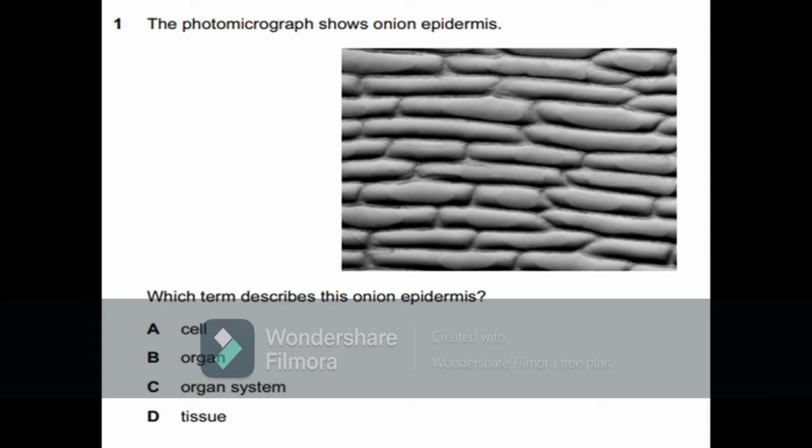Let's start. So this is MCQs number 1. The photomicrograph shows onion epidermis. This is the onion epidermis, and you know that epidermis is the first layer of plant's organ. This is epidermis, and epidermis is made up of many cells. So which term describes the onion epidermis? Cell, organ, system and tissue. So onion epidermis is the tissue of the plant, because it is made up of many cells.